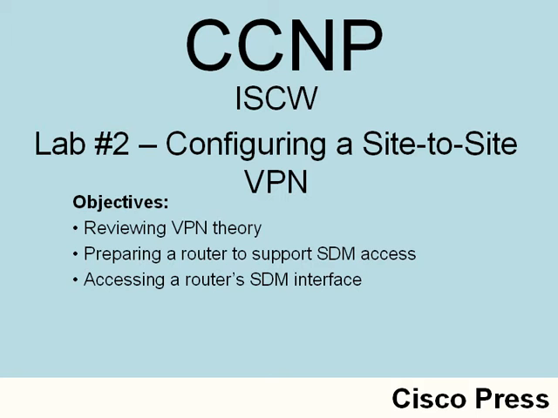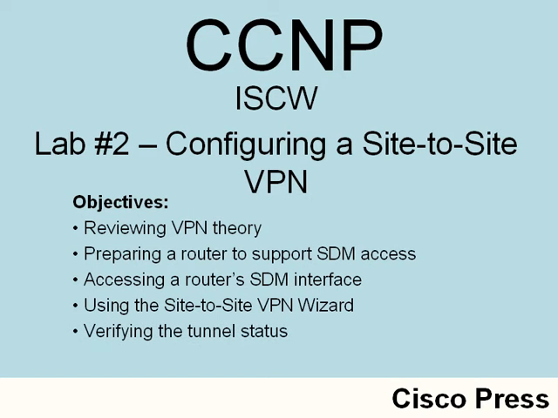The SDM interface has several different options, and one of the options is to set up a site-to-site VPN. We can do this in a wizard-like format where we fill out information and click the next button. That's the way we're going to do this. Once we have configured this virtual private network tunnel, we want to verify the tunnel status just to get confirmation that we can indeed securely transmit information across an untrusted network.